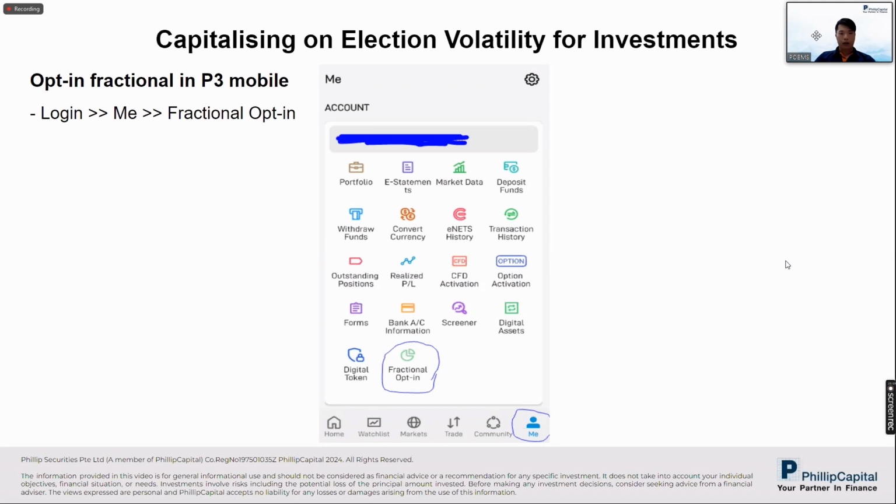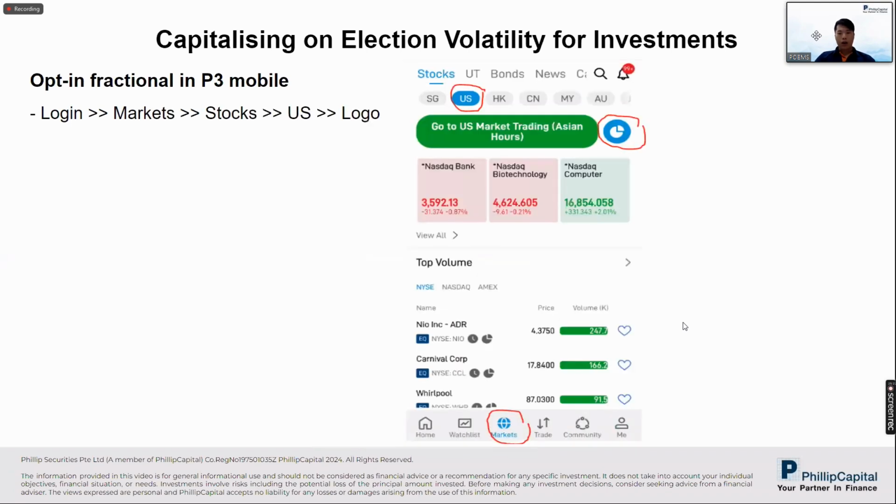So for P3 mobile, right? You can also opt in for fractional shares. When you log in, you just go to Me, the Me tab shown below, and then you simply go to fractional opt-in. The mobile will prompt the risk warning disclosure for you to opt in. That's one way. The other way is to go to Markets, then Stocks, and then US. There will be a logo on the top where you can click in. Once you click and it is highlighted, the risk warning disclosure will also be prompted for you to acknowledge if you want to trade fractional shares.